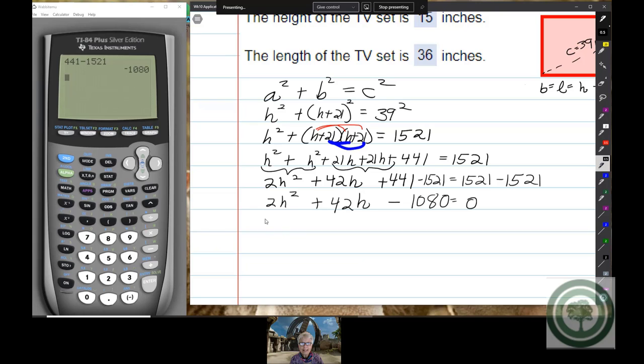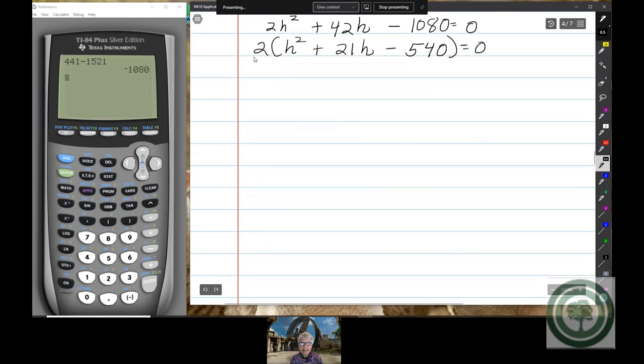And we have a GCF. 2 goes into 2, 2 goes into 42, 2 goes into 1080. So I pull it out. Now I divide both sides by 2. As long as there's not a variable there, you can do it. So we'll have h squared plus 21h minus 540 equals 0.